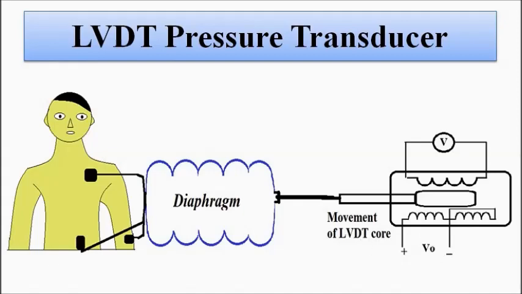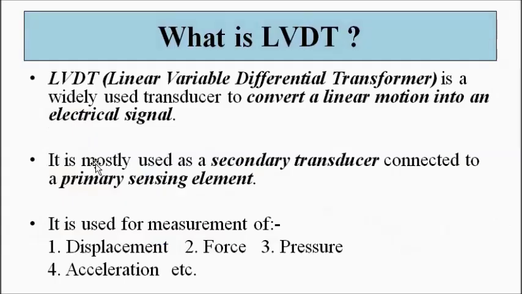So we have already discussed LVDT in sensors, transducers and biomedical instrumentation. So LVDT is linear variable differential transformer. Okay, so it can be used as a secondary transducer, which is used in this case, and also as a primary sensing element where displacement has to be measured directly. Here it is used as a secondary transducer.